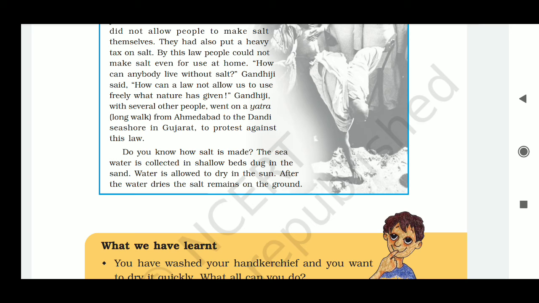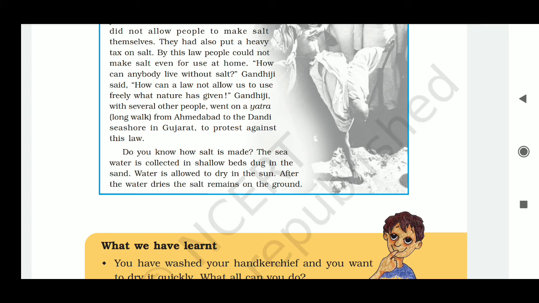So do you know how salt is made? The seawater is collected in shallow beds dug in the sand. Water is allowed to dry in the sun. So the salt is there in the ocean, and it is provided by nature. It is not created by humans.